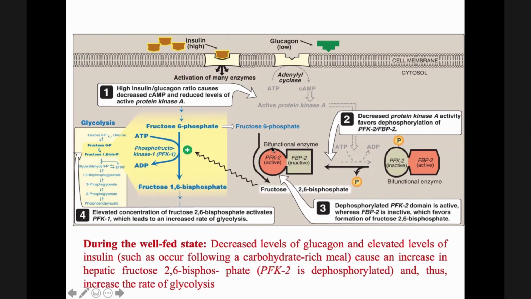Activating this enzyme will allow fructose 2,6-bisphosphate to be synthesized, and then activation of the phosphofructokinase 1, which will lead to a change from fructose 6-phosphate to fructose 1,6-bisphosphate.